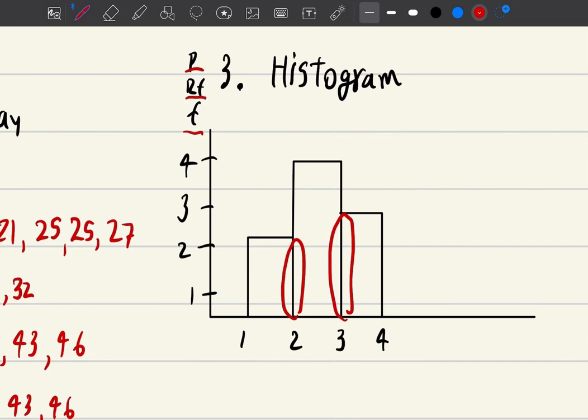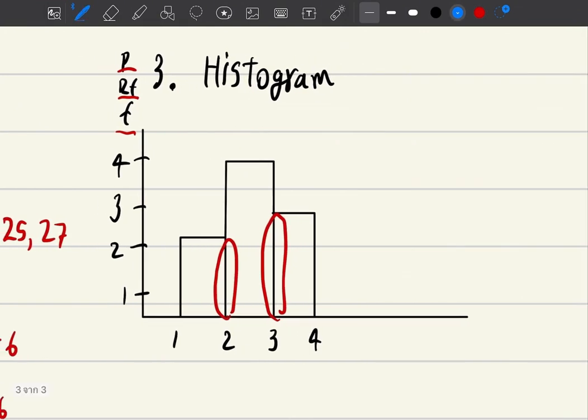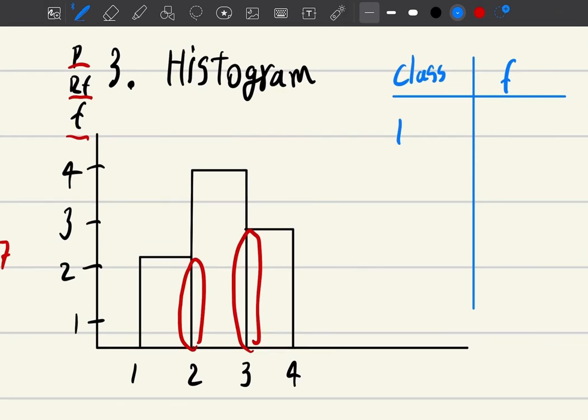And to read this chart, we can divide it like this. I'm going to write class here, and frequency here. This one is just to make it easier. So the first bar is 1 to 2. This bar, sorry, too big. This bar, 1 to 2, 2 to 3, and 3 to 4.